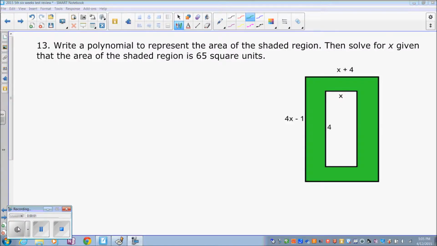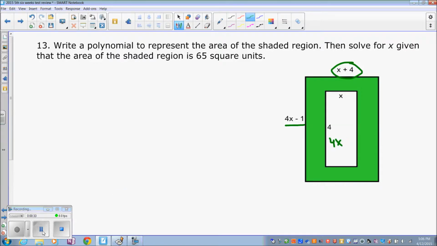Number 13 says, write a polynomial to represent the area of the shaded region, then solve for x given that the area of the shaded region is 65 square units. So I'm going to go ahead and set this up, because when you do area, you're going to do length right here times width right here. And then if we only want the shaded region, we're going to have to subtract the area of this inside rectangle. So the inside rectangle, the area is actually 4x if you do length times width.